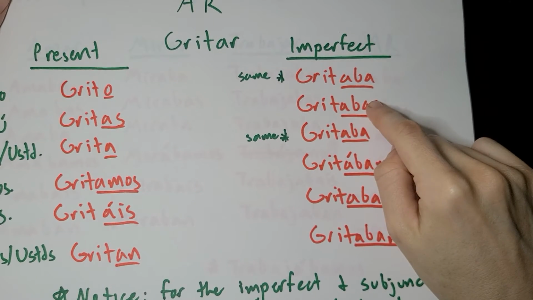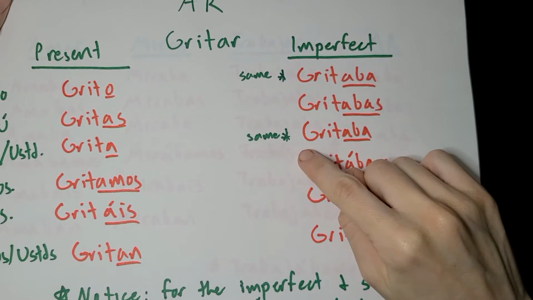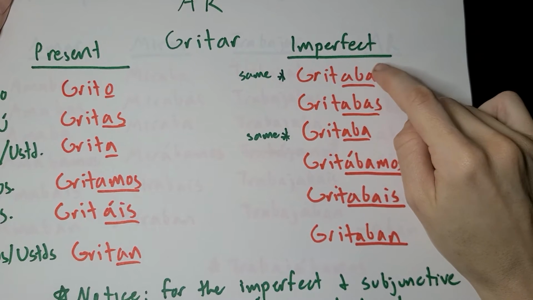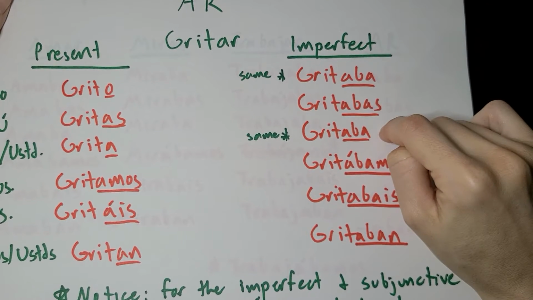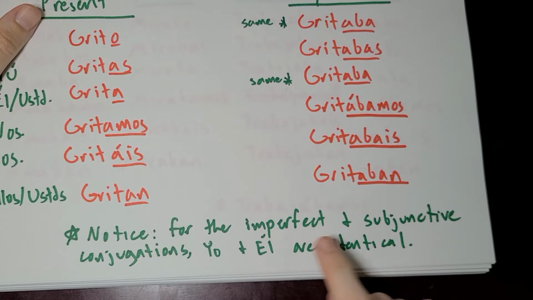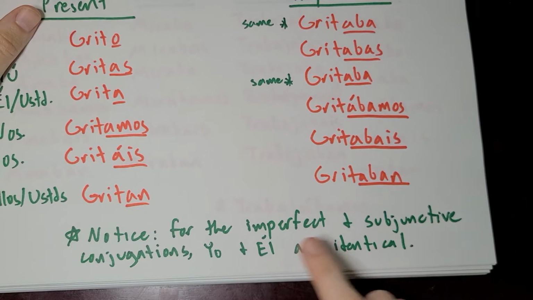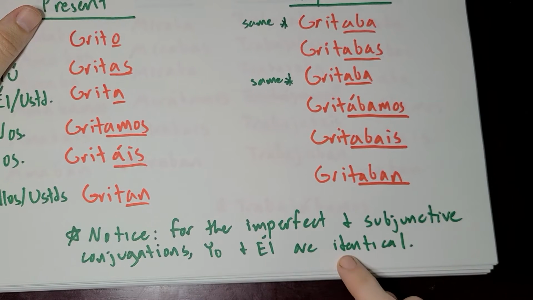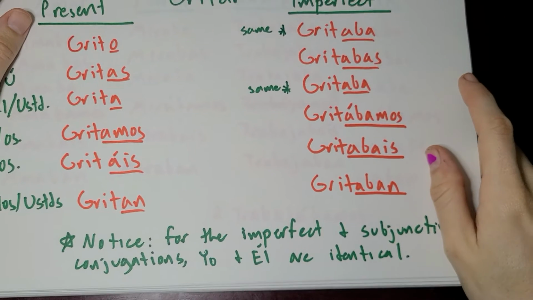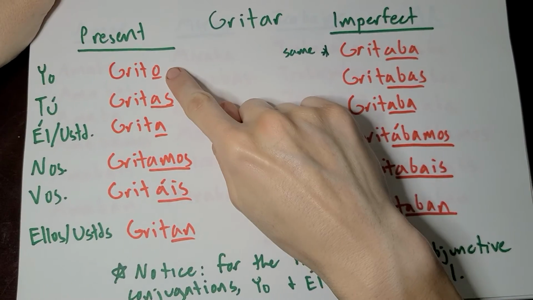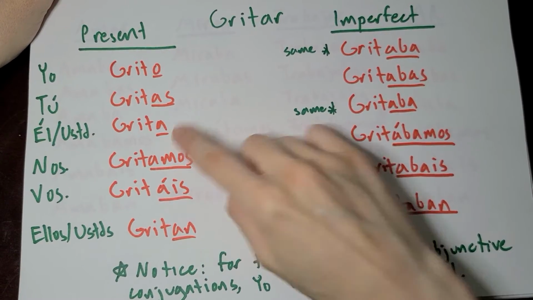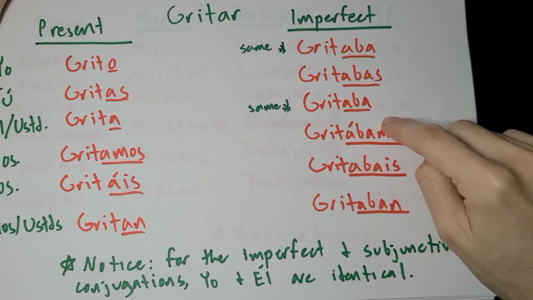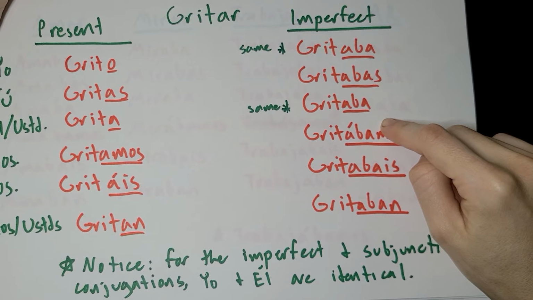Yo gritaba, tú gritabas, él gritaba. And notice that in the imperfect tense, the yo and the él are the same. Where else have we seen this? We saw this with the subjunctive. So for the imperfect and the subjunctive regular conjugations, yo and él are identical. For other conjugations, they are different. Notice the present tense conjugation, yo and él, is different. But for some of the conjugations, imperfect and subjunctive, yo and él are identical. So don't be confused if you hear that.